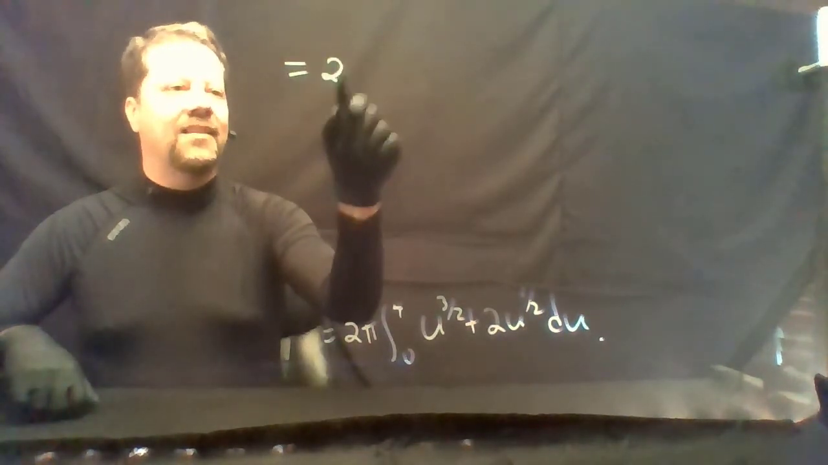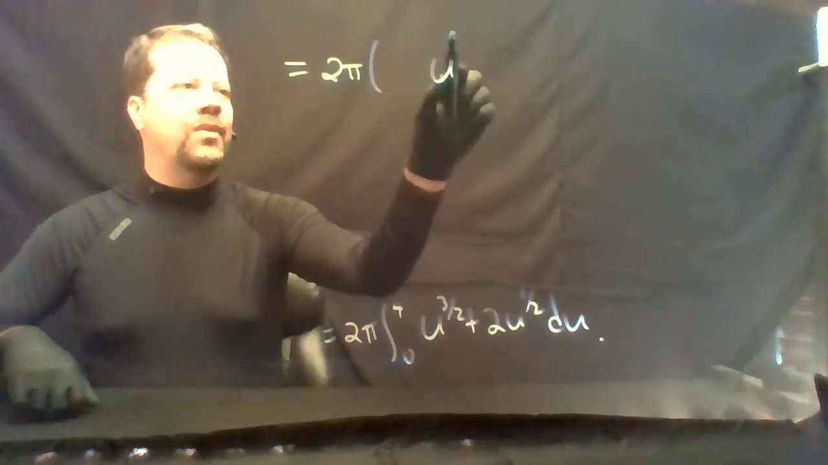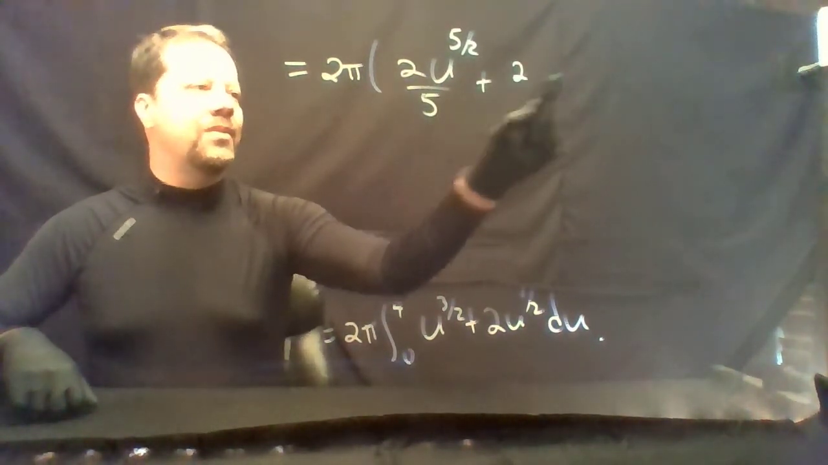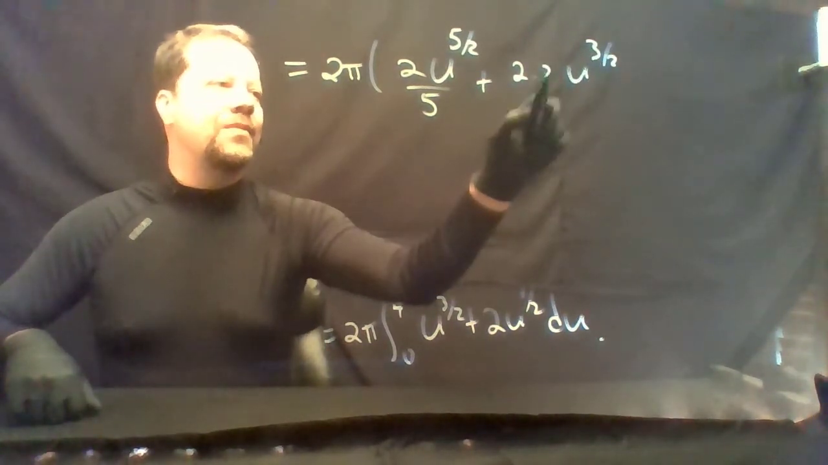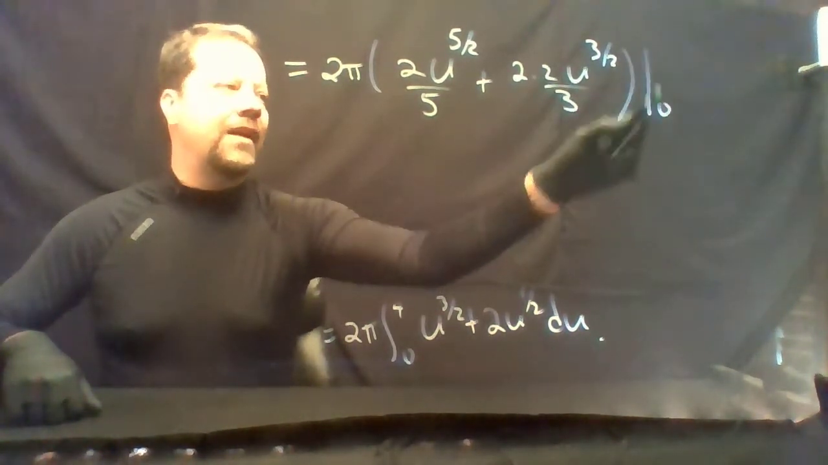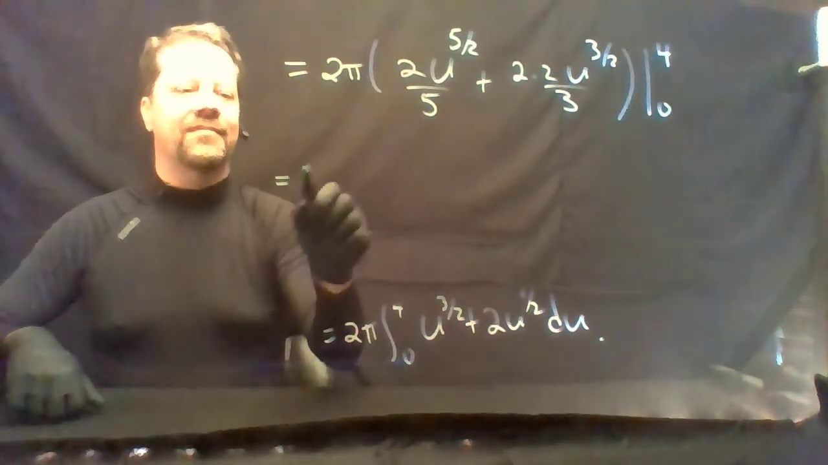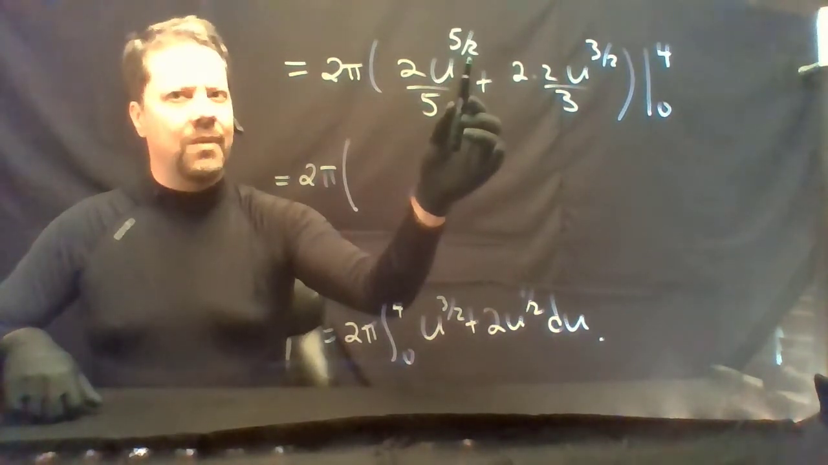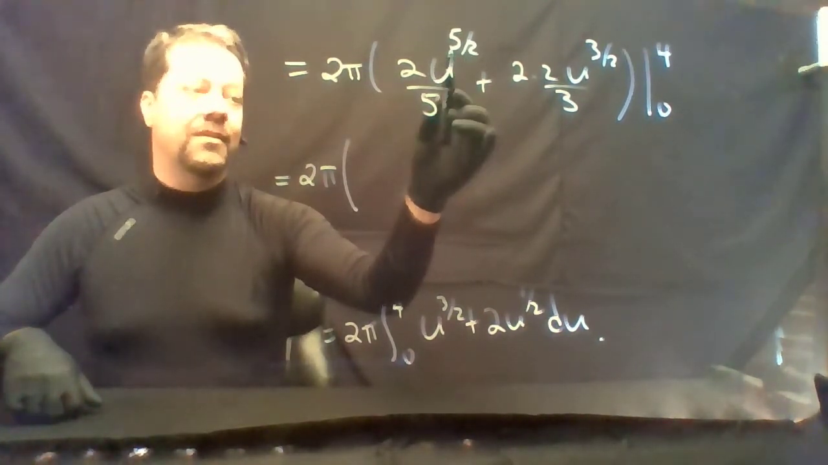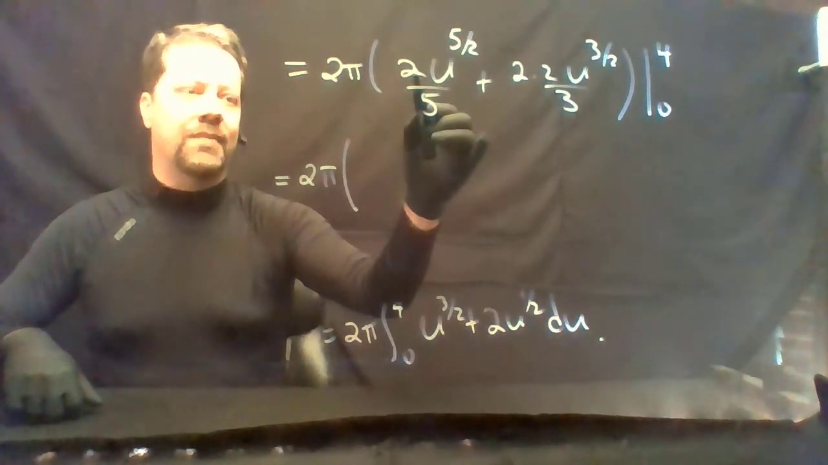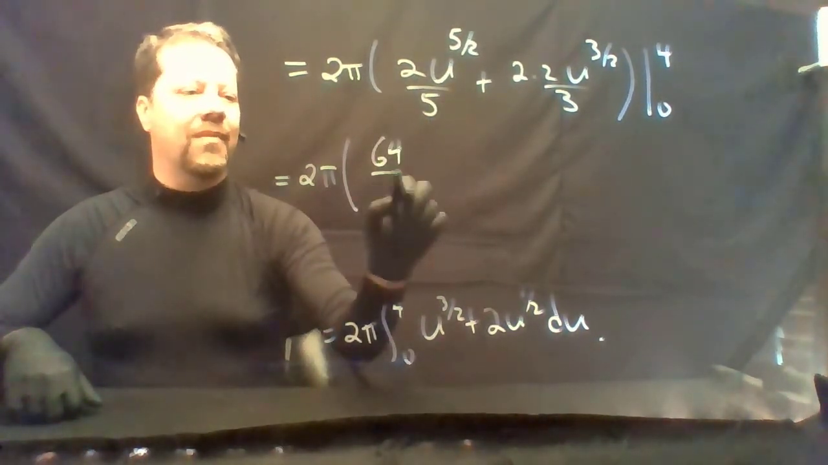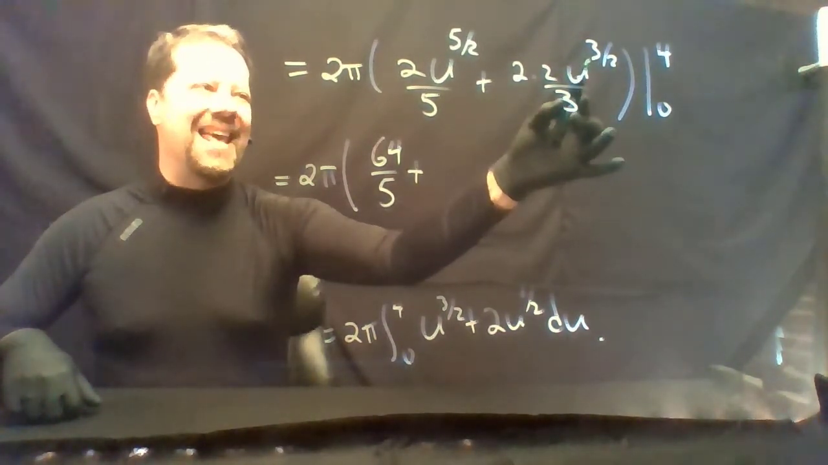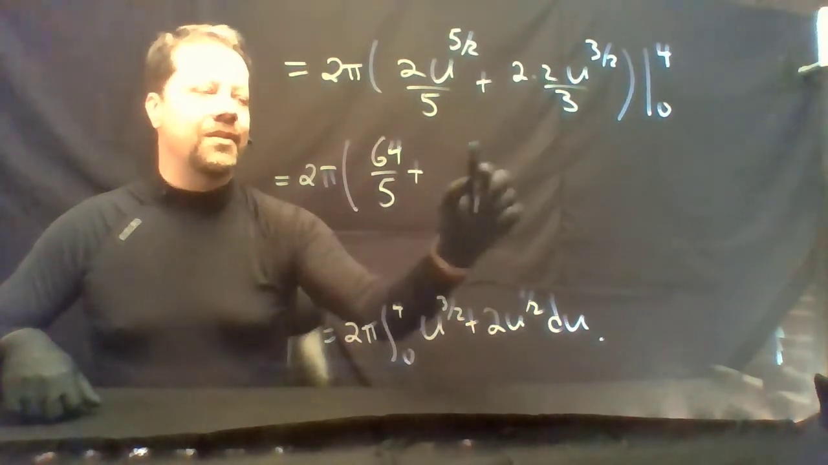We have then 2 pi, u to the 5/2 times 2/5 plus 2 u to the 3/2 times 2/3, evaluated from 0 to 4. When we plug in 4, take the square root first. The square root of 4 is 2. 2 to the 5th is 32. Times 2 is 64. The square root of 4 is 2. Cubed is 8. Times 4 is 32.